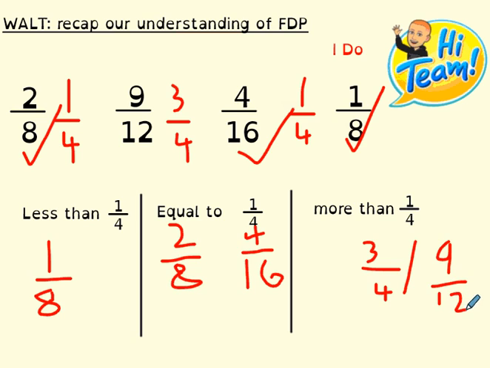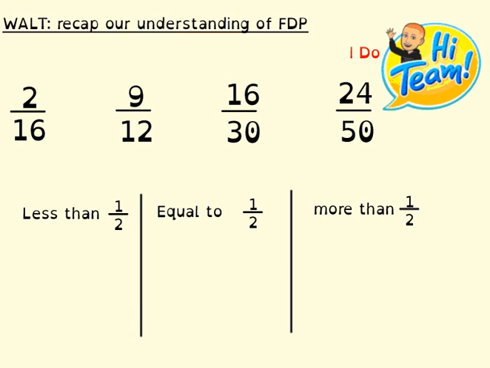How did you get on? Let's have a look. Well, less than a half. 16ths. Well, how many 16ths make a half? 8 16ths make a half. So 1/16, so 2/16 must be less than a half. 9/12. How many 12s make a half? 6 12ths make a half. So 9/12 must go in here. 16/30, well, 15/30 is a half. So 16/30 must be greater than.